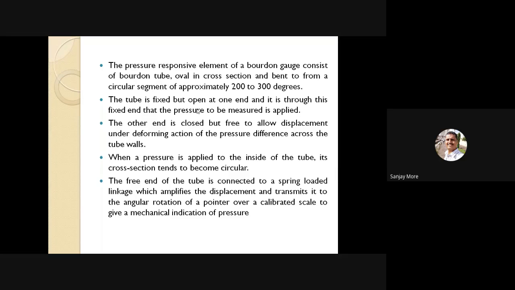And next line. When a pressure is applied to the inside of the tube, its cross section tends to become circular. Full stop and last sentence.